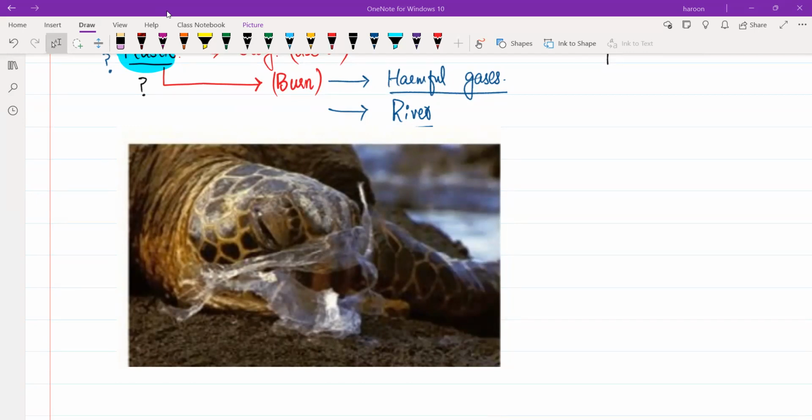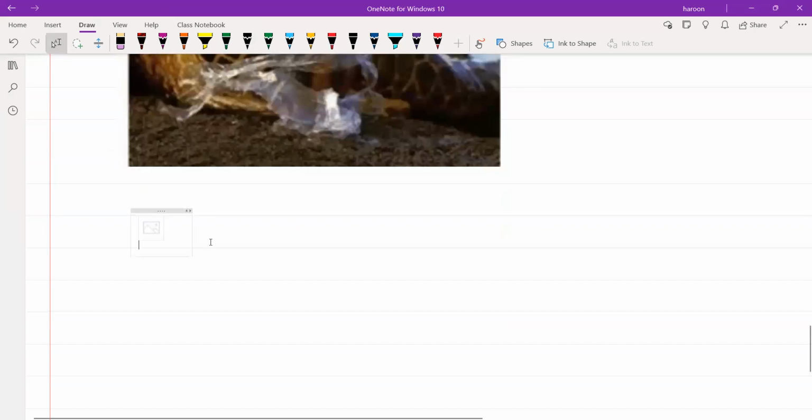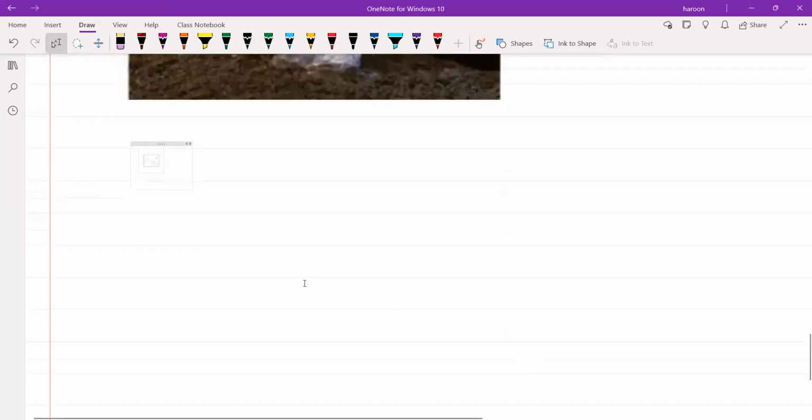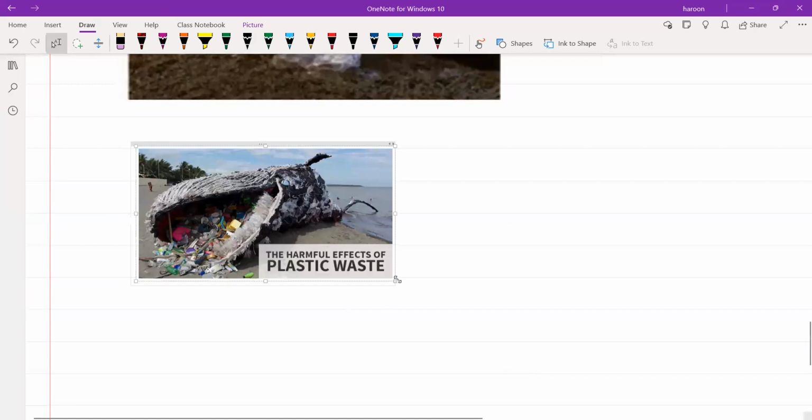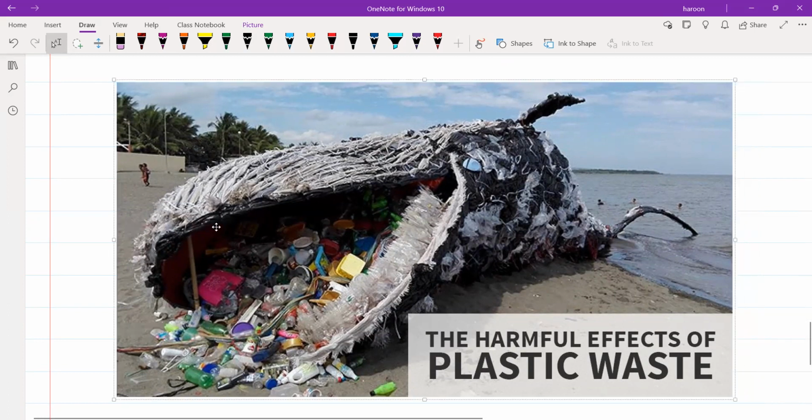I have a picture. Let me just show you that. Look at this plastic. It's loading. Can you see this whale? What a waste. It's a big whale which is dead now due to plastic.